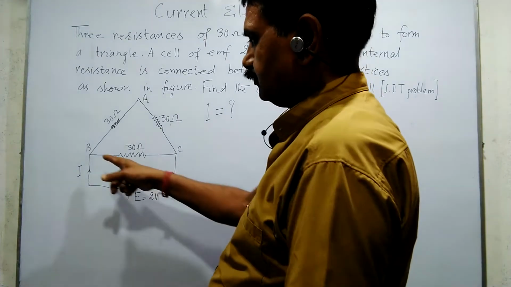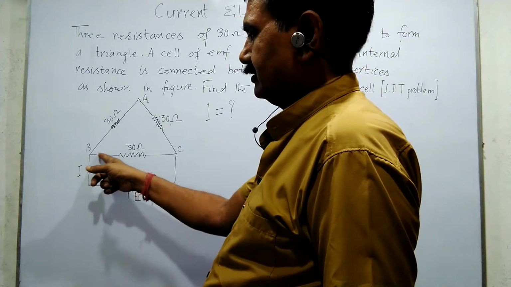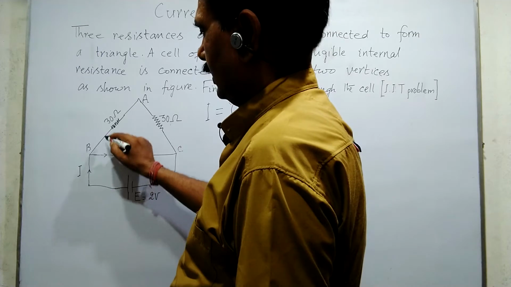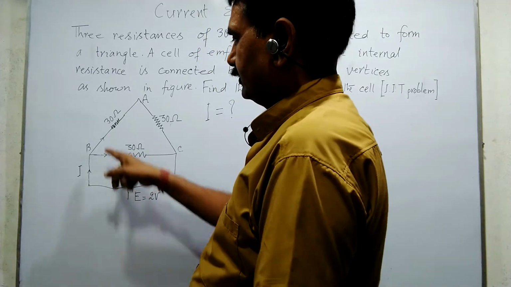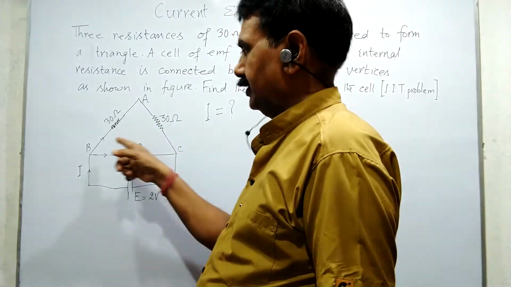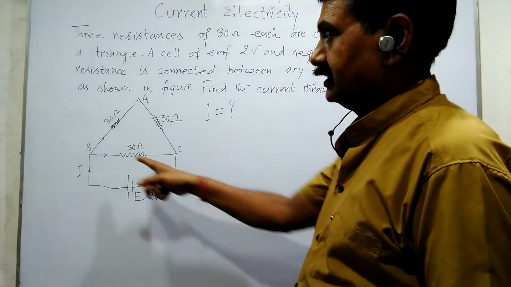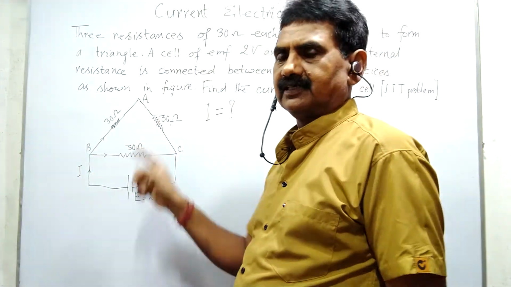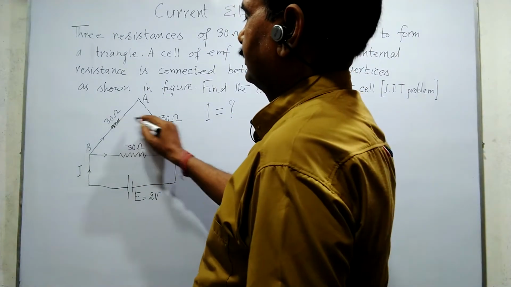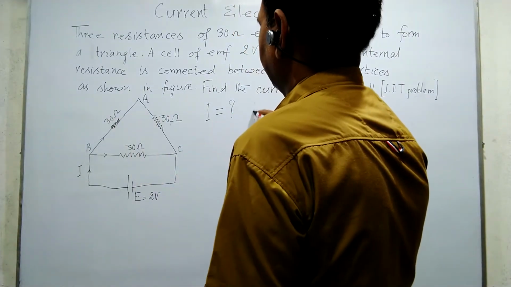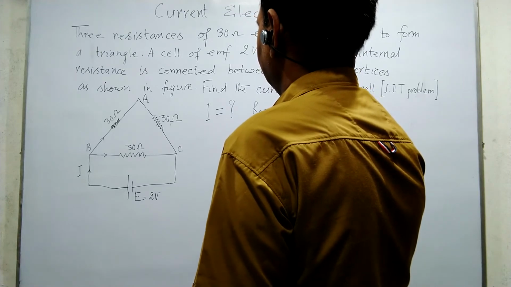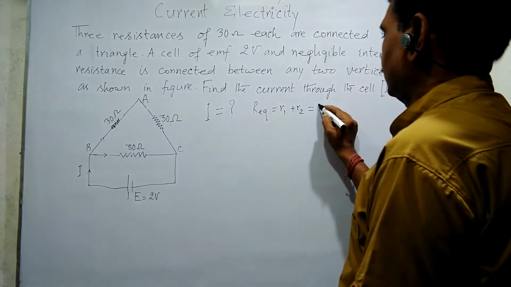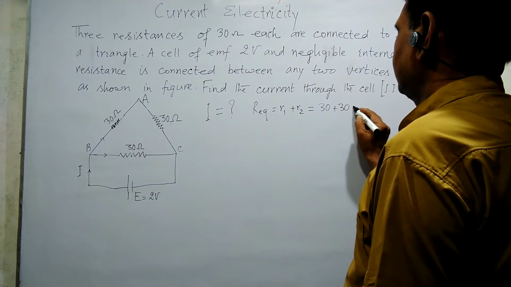Let us see here. This current is divided in 2 parts, here and here. This same current is passing through this. It means these are in parallel. These are in series. The same current is passing, so these are in series. Then what do we know? The equivalent resistance of these two, let us say R equivalent, equals R1 plus R2. This is 30 plus 30, that means 60.